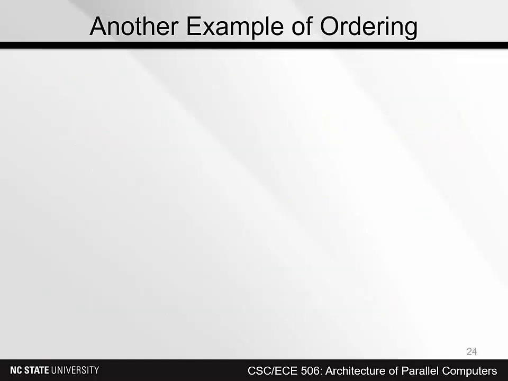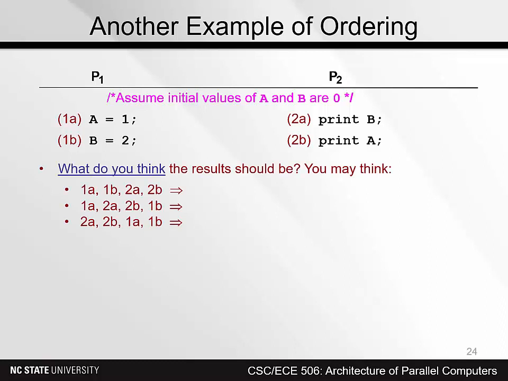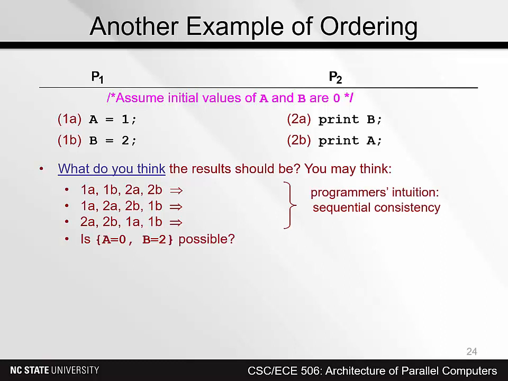Take a look at another example. P1 executes A equal 1, B equal 2, and P2 executes print B, print A. What will be printed if the statements are executed in the order 1A, 1B, 2A, 2B? And what will be printed in these other cases? These three execution sequences exhibit sequential consistency. They are in accord with what the programmer would expect.